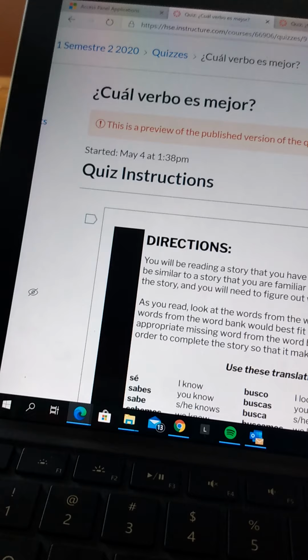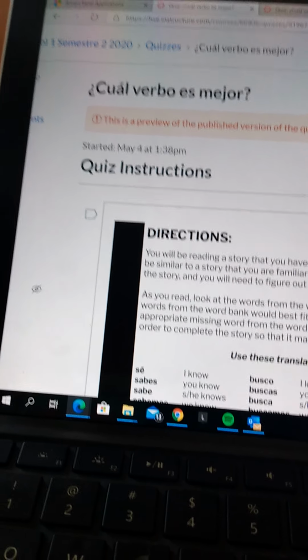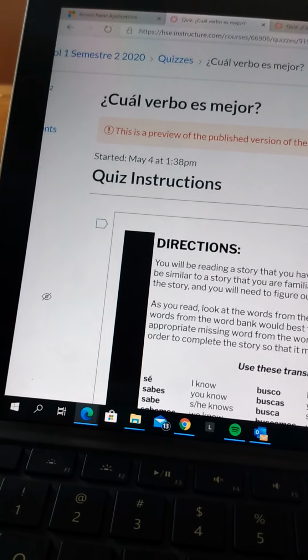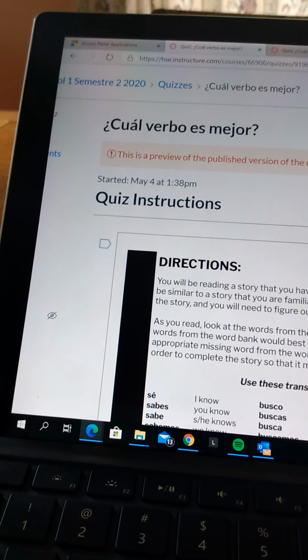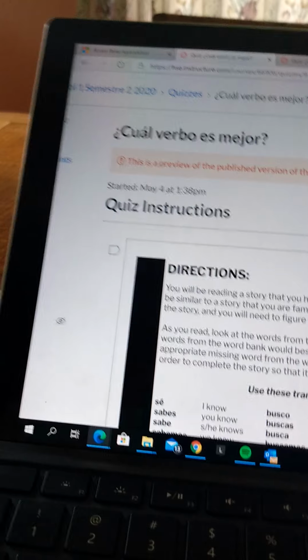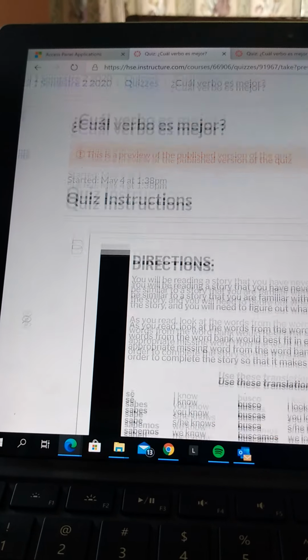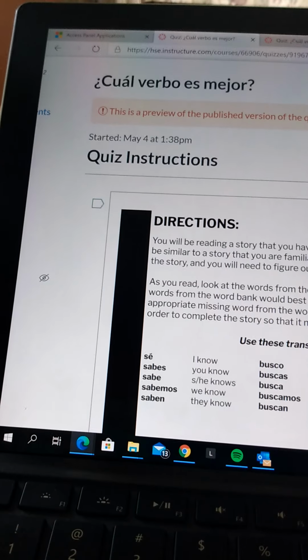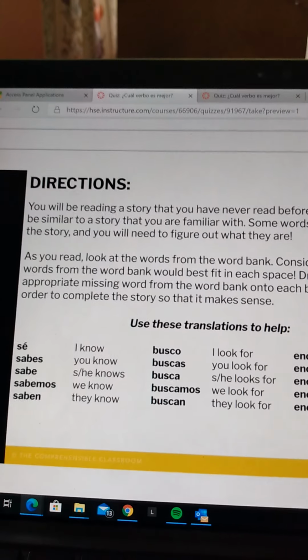Hola amigos. So this is a walkthrough tutorial on at least the beginning of this activity called ¿Cuál verbo es mejor? It's in modules and then the week of El Cinco de Mayo, but it's actually one of the assignments for Tuesday, martes. So it's called ¿Cuál verbo es mejor? Which verb is best? Here are the directions.